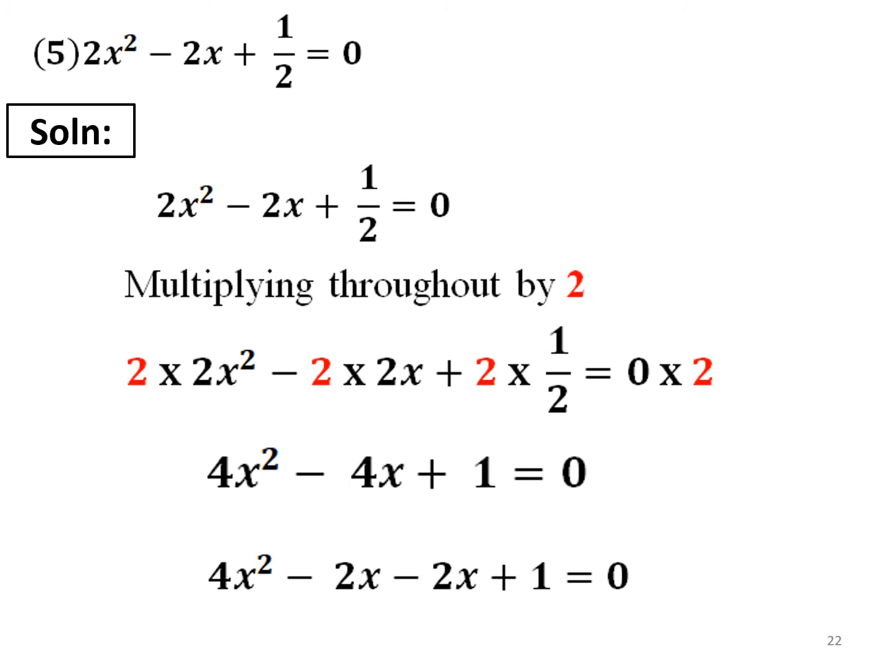4x² − 4x + 1 = 0. Now the first term multiplied with the last term will give me 4. So we need two numbers whose product is 4 and whose sum is 4. That is, 2 into 2 will give me 4, and 2 plus 2 also gives me 4, and that is why it is −2x −2x.